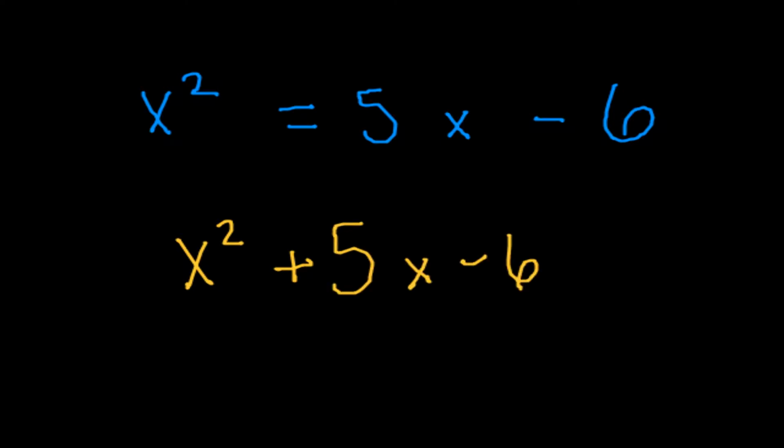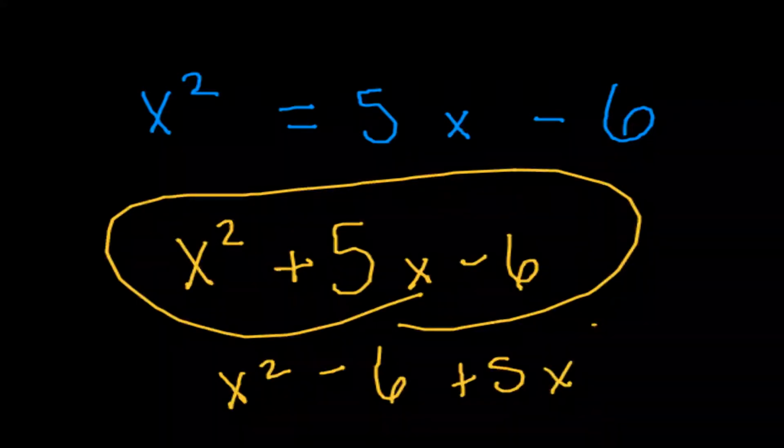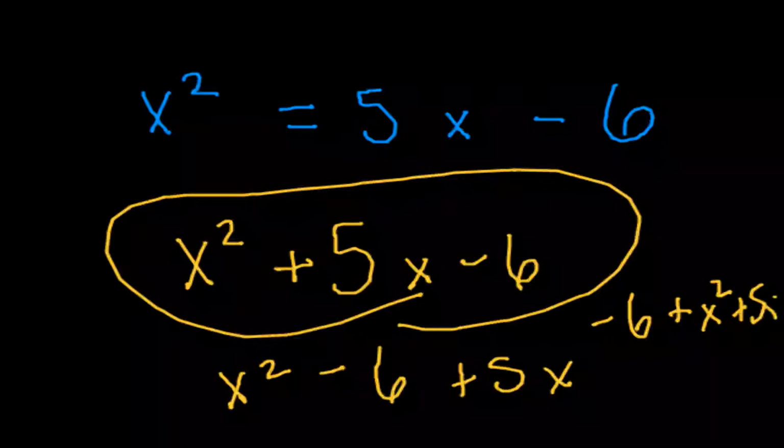So no equal sign. An expression just states something mathematically, but it doesn't make it equivalent to anything. It can't be solved. We can move the numbers around. I can make it x squared minus 6 plus 5x. I could make it negative 6 plus x squared plus 5x.